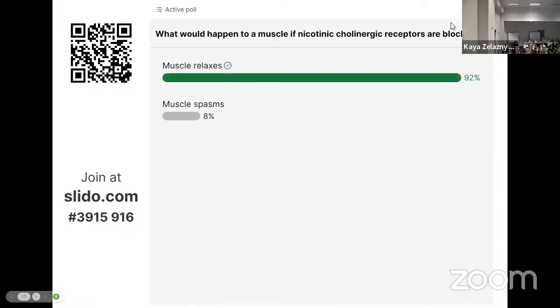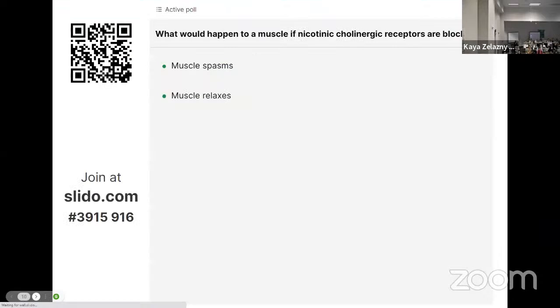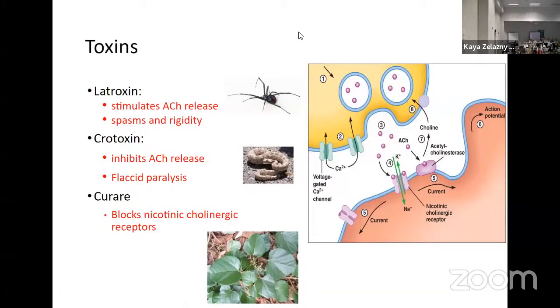Take a look. Okay. Again, yeah. So the muscle is going to relax, unlike with the latroxin from that black widow spider. So if we go back a slide and take a look at that diagram one more time, right? We're attacking the same system, but later on in the process. So we're attacking this neuromuscular junction on the muscle side now.